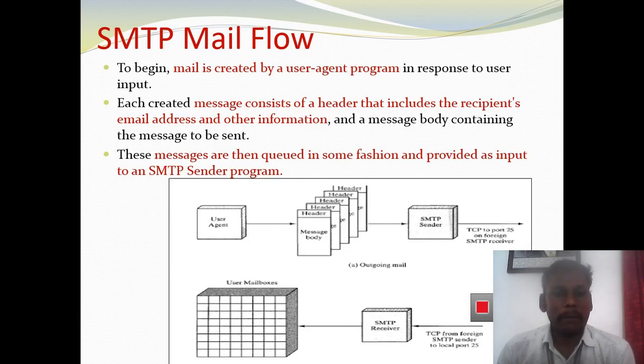And here is how the mail flow happens. From the user side, we generally compose a message, and this message has a header as well as the message body, and it has the destination address. Everything is available in the outgoing message, and it is received by the user agent. The user agent will analyze the header as well as the message body, make a queue, and transmit it to its mail server.